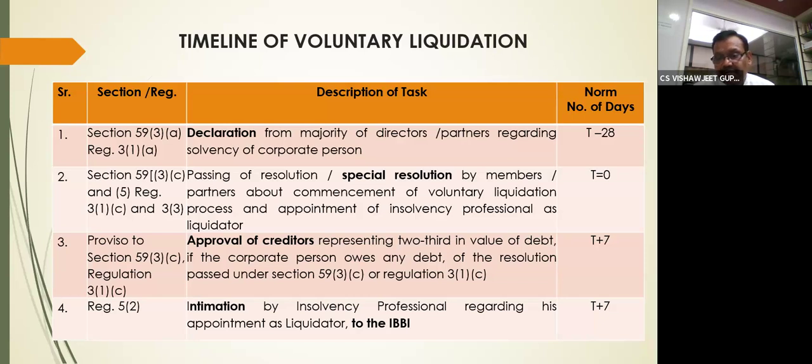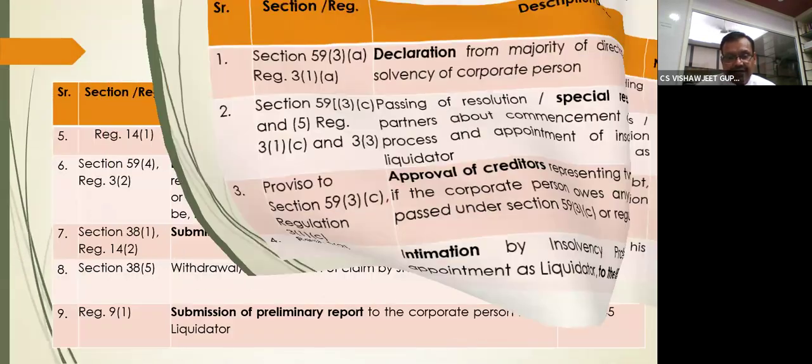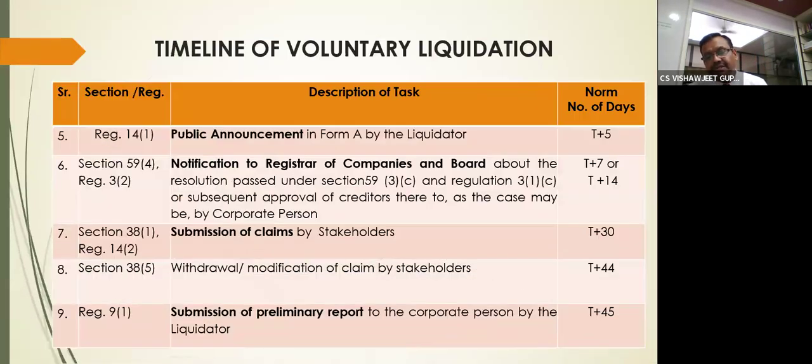Approval of the creditors representing 2/3 in value of the debt, that is T plus 7: within 7 days from the approval of the shareholders' special resolution, the corporate person will have to get the approval of the creditors. Now, intimation by the insolvency professional regarding the appointment as liquidator to IBBI within 7 days from the date of commencement of liquidation. Public announcement in Form A by the liquidator within 5 days. Notification to the Registrar of Companies and the Board about the resolution passed under section 59 is within 7 days, or if the resolution has been passed by the creditors, then within 14 days.